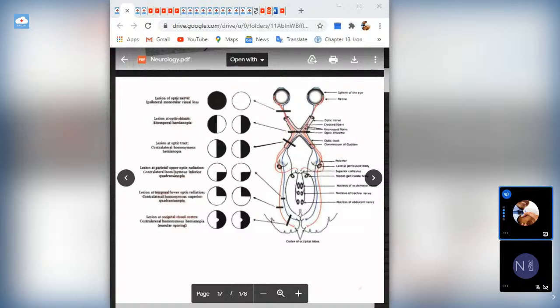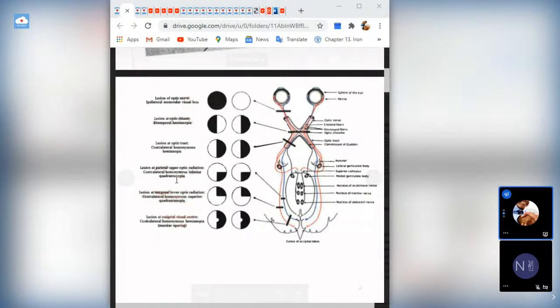Contralateral homonymous inferior quadrantanopia. That's the full name of the lesion. You can see it here. Contralateral inferior homonymous quadrantanopia. Then when you have a lesion on the temporal lobe, remember I told you that the mnemonic for it is ST segment. So that ST there is superior quadrantanopia for temporal lobe.